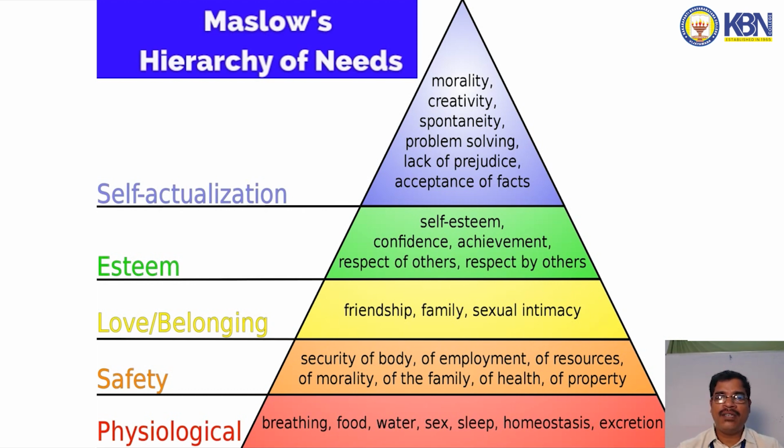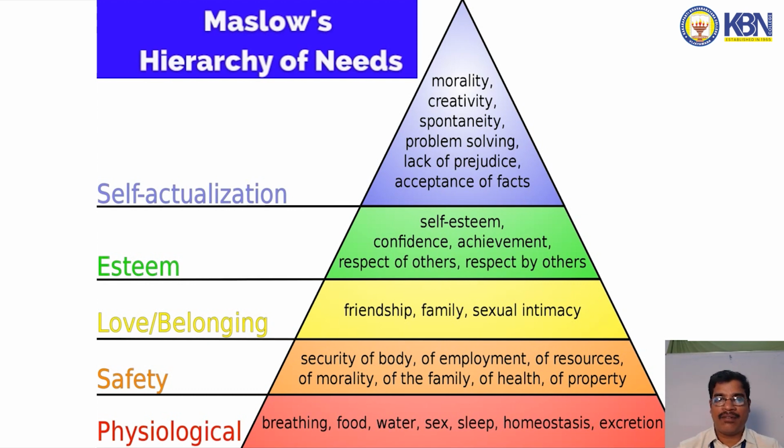And third one, that is social needs. An individual expects some love and affection. An individual wants to have some friendship. An individual wants to have some family members. An individual also expects intimacy, sexual intimacy. So if his physiological needs and his safety needs have been achieved, then in the third level of needs, the individual wants to achieve love, belongingness or social needs.